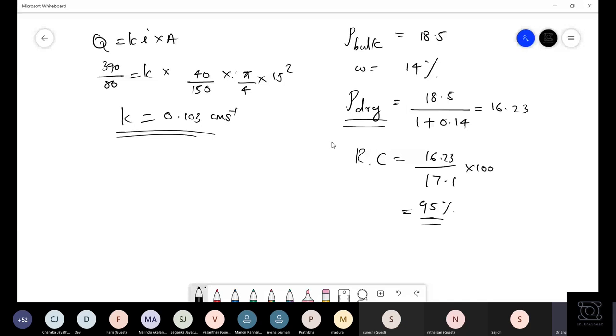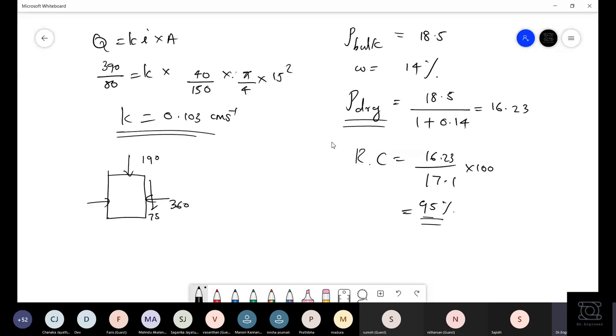Question number seven is given, right? So I'll draw the figure here. In the x direction it's 360 and in the y direction it is 190, so sigma x and sigma y. I'll just mark it: 360 in one direction, and in the other direction it is 190. And there is a shear stress of 75, clockwise, this way.